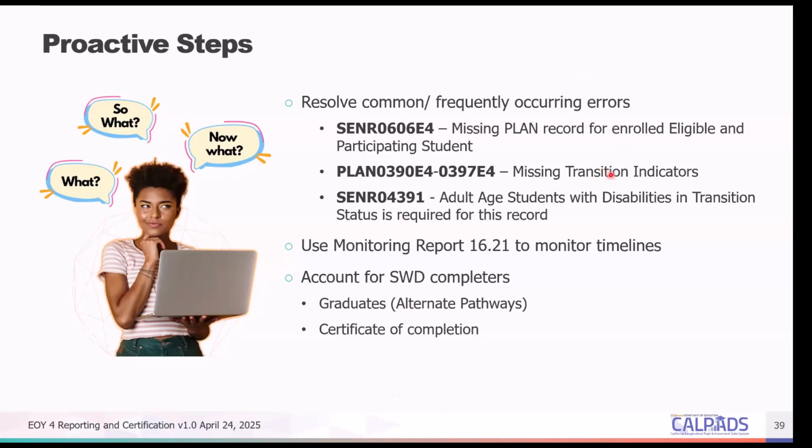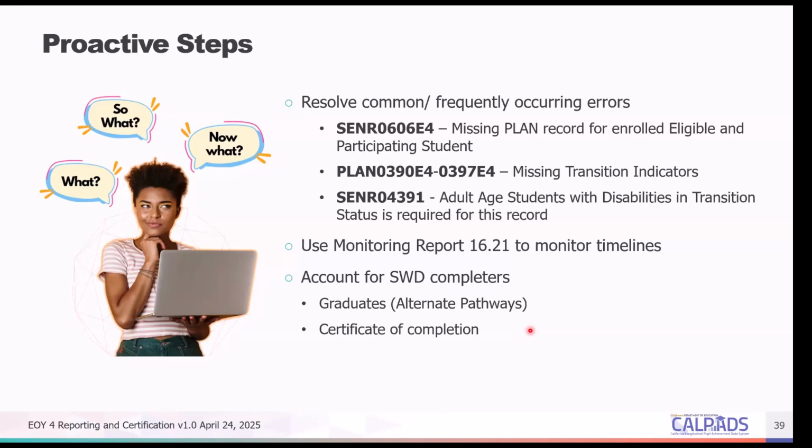You also have to make sure that all missing transition indicators are fulfilled. Then, if you have students who turn 17, this has to be updated. Of course, you always have to look at your monitoring report 1621 to monitor any students who may be late with regards to meetings and assessments. And then you have to account for students who completed high school as a graduate through the alternate pathways or based on the actual certificate of completion.